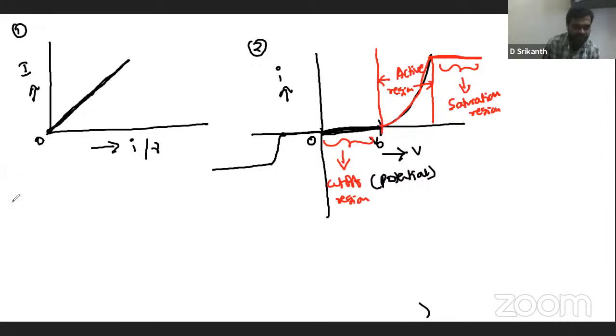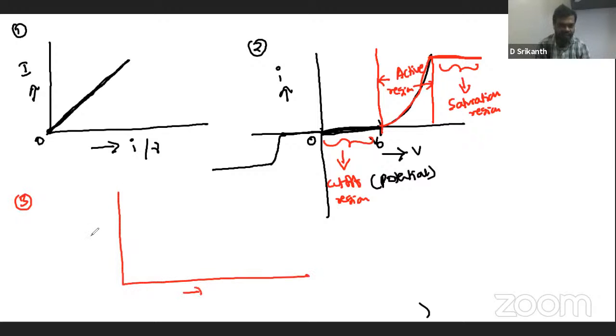And the next one we have is this: the incident frequency here, and here it is the potential or current. Whenever we have the minimum frequency, that is nu naught, no current will be there.